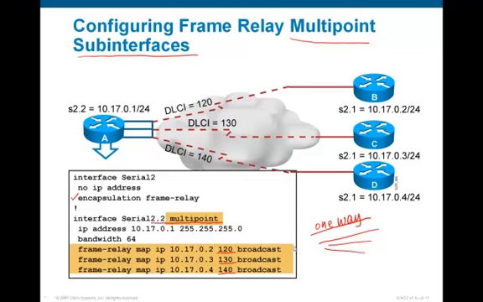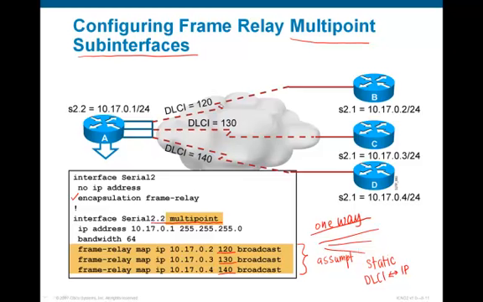Now, in this example, using this method of assigning 3 circuits, 120, 130 and 140, to the same sub-interface, there is an assumption behind this method of configuration, whereby we assume we are going to use static DLCI to IP mapping. But you don't have to use this solution to do the mapping.